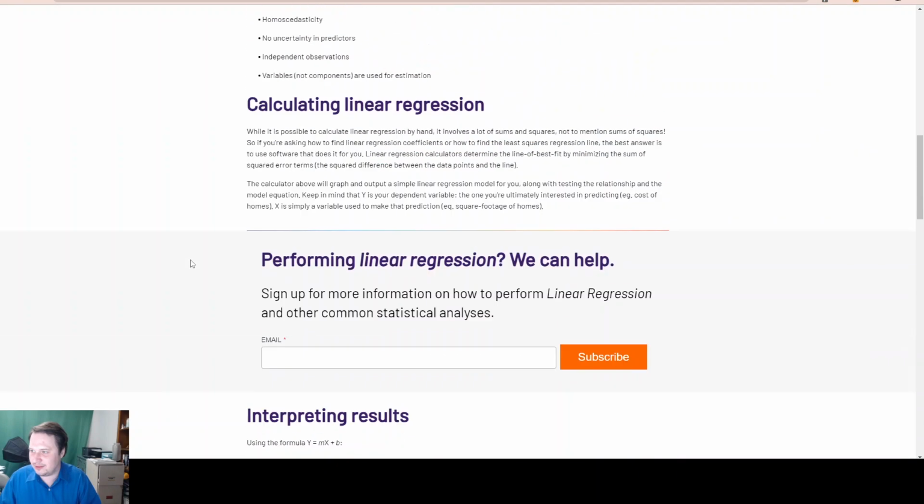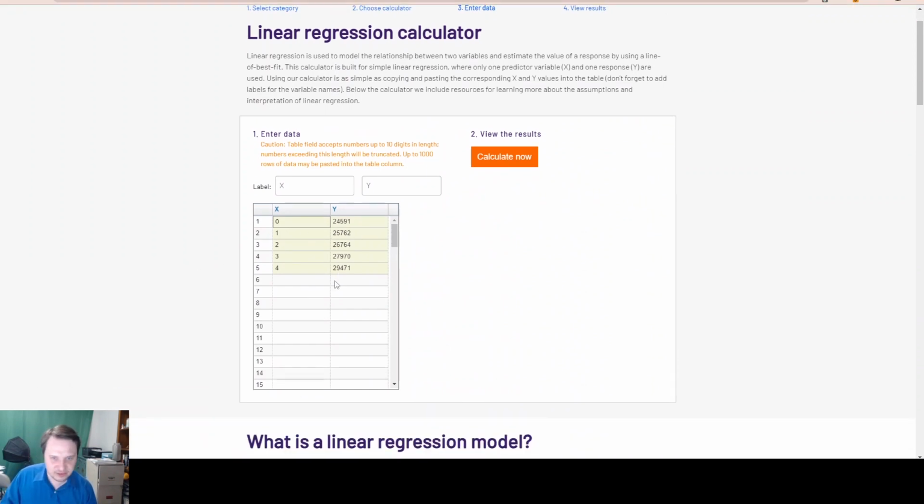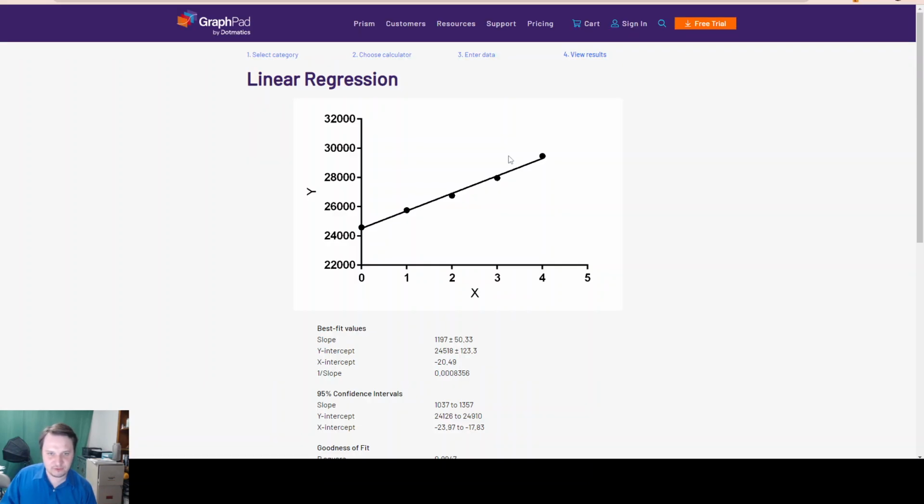Oh, you're kidding me. Did it not work? Oh, it did work. Fantastic. So I just copy pasted the numbers. You can just type them in. Leave these as X and Y, and that's fine. And click Calculate Now. And again, it's doing some fairly complicated math in order to solve this.